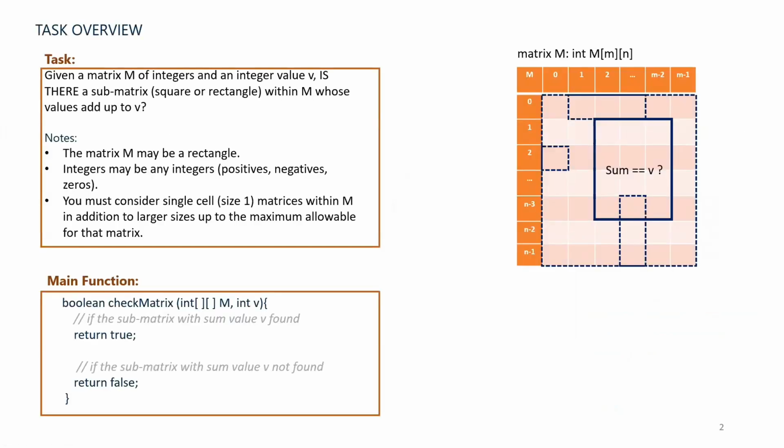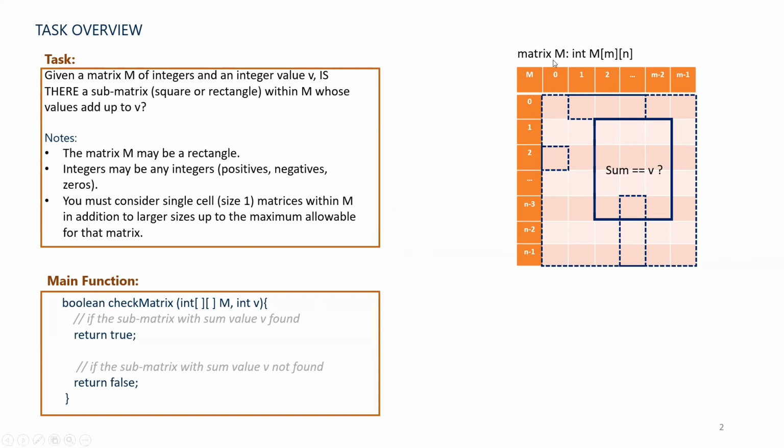So the task is, given a matrix M of integers and an integer value V, we need to figure out if there is a submatrix, square or rectangle, within M whose values add up to V. Note the matrix M may be a rectangle. Integers may be any integer: positives, negatives, and zeros. You must consider single cell, size 1 matrices within M, in addition to larger sizes up to the maximum allowable for that matrix.